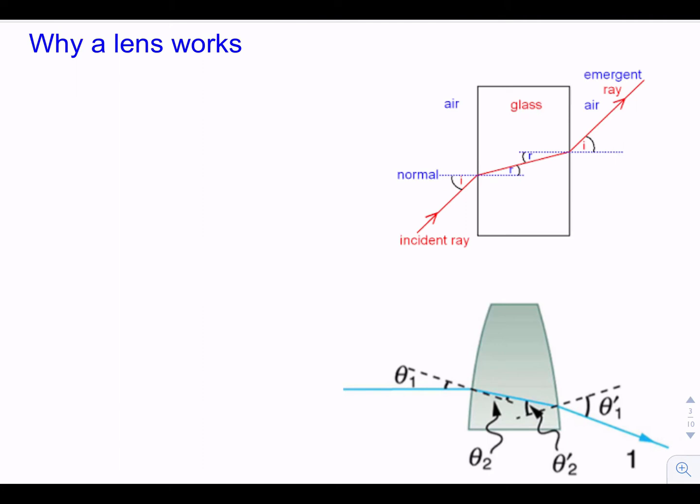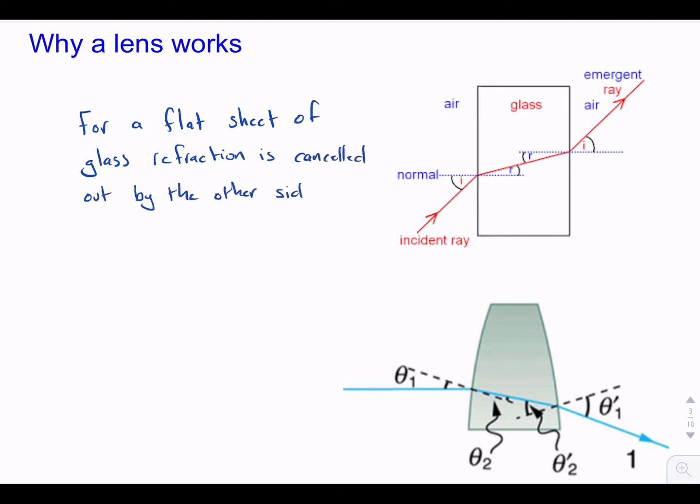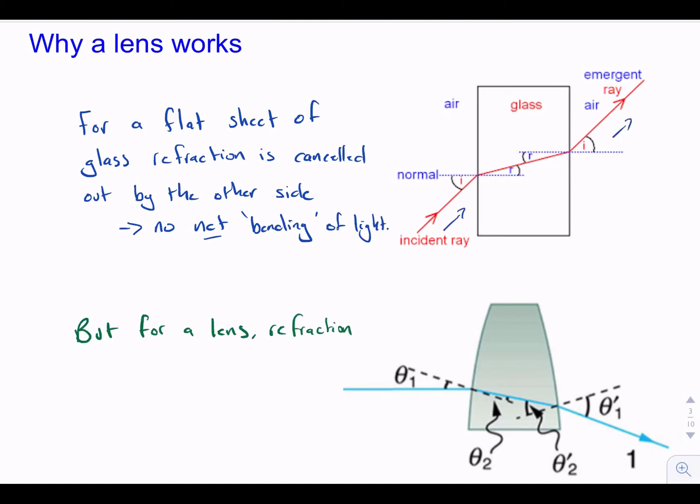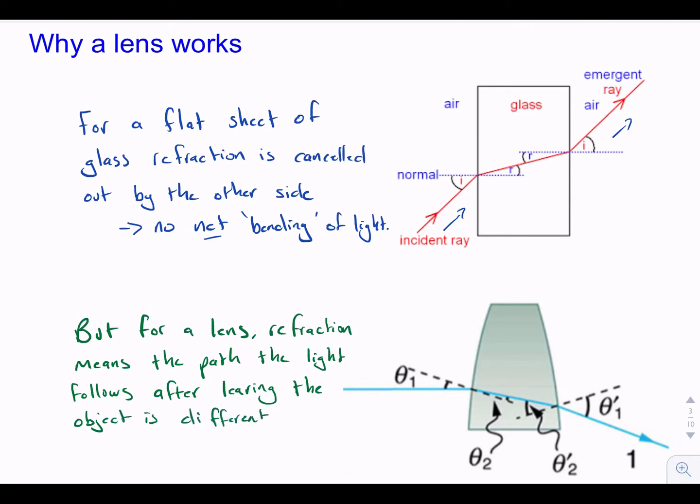How does a lens work? Well, obviously a flat bit of glass does not work as a lens. You can have a look at the image here. An incident ray comes in, it's refracted at the interface, yes, but this refraction is cancelled out by the refraction of the other side of the interface, here. So there is no net bending of light. But for a lens, the path the light follows after leaving the object is different from when it comes in. So it's effectively bent. And you can see that in the image here.